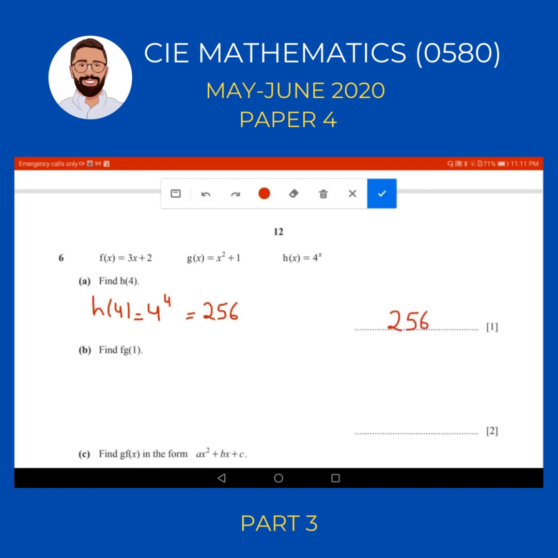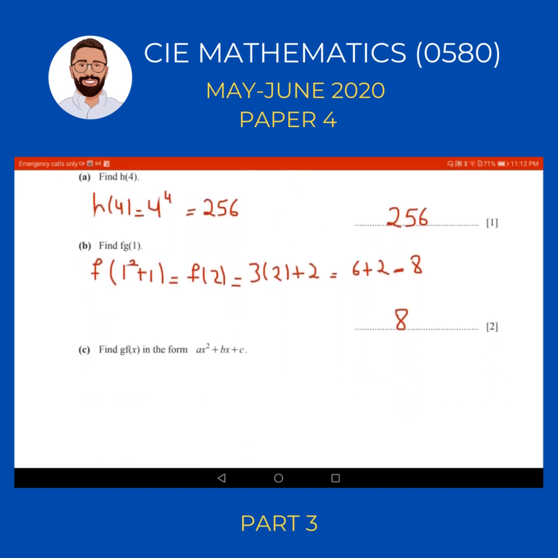Then in part B, we need to find fg of 1. So fg of 1 is simply f of g of 1. And what's g of 1? I need to substitute 1 into the function g of x. So it becomes 1 squared plus 1, which is equal to f of 2. And how can I find f of 2? I need to substitute 2 into the function f of x. So it's 3 times 2 plus 2, which is 6 plus 2. And the answer is 8. So fg of 1 is equal to 8.